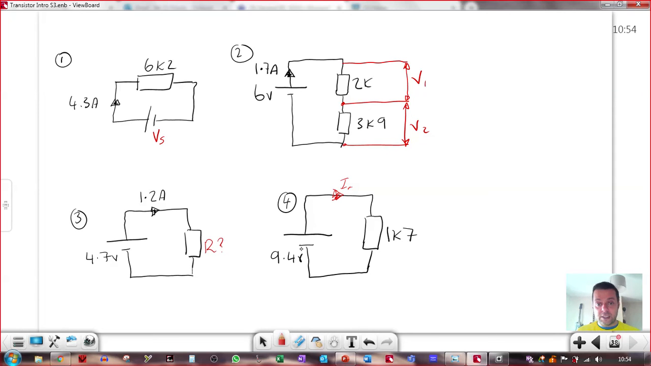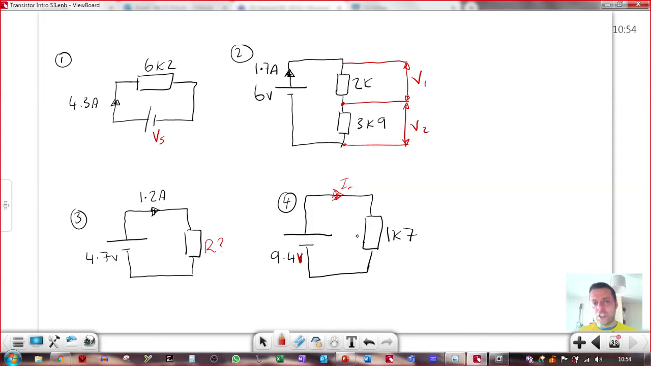In this case, you've got a resistance of 1,700 and a voltage of 9.4 volts. That's 9.4 volts, by the way. Let me just clarify that. So there are 4 questions on Ohm's law on its own, okay?